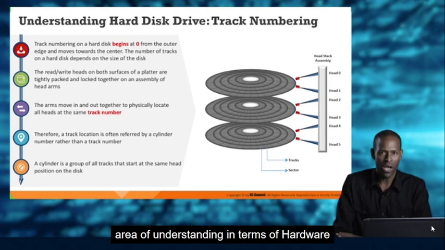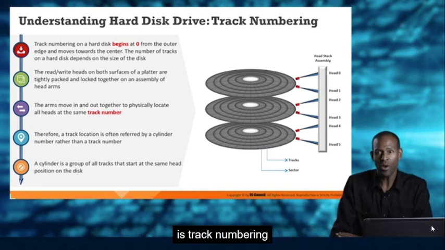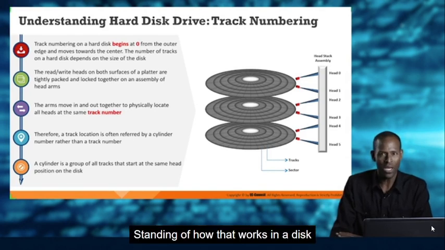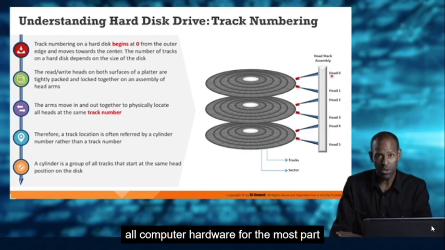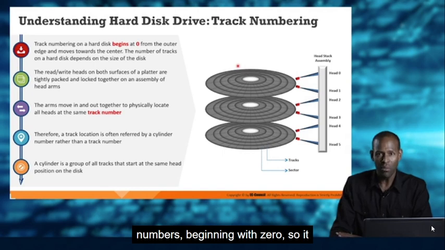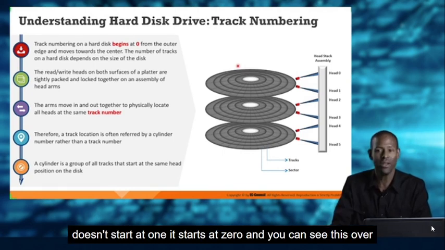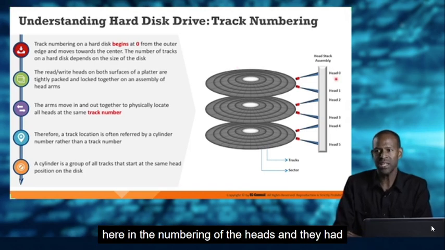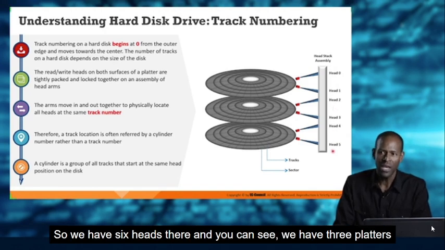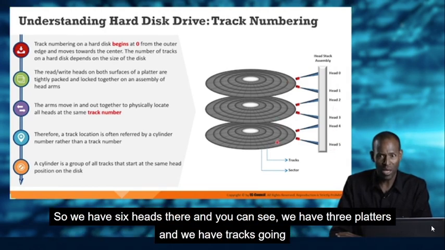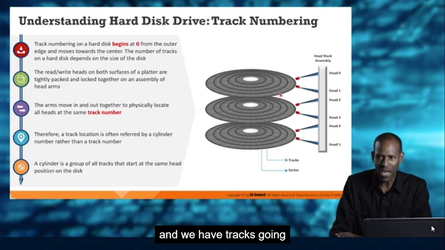One important area of understanding in terms of hardware is track numbering, understanding of how that works in a disk drive. One of the areas you want to keep in mind with this is that all computer hardware, for the most part, numbers beginning with 0. So it doesn't start at 1, it starts at 0. And you can see this over here in the numbering of the heads in the head stack assembly, head 0 all the way through 5. So we have 6 heads there. And you can see we have 3 platters, and we have tracks going around concentrically, divided into sectors.